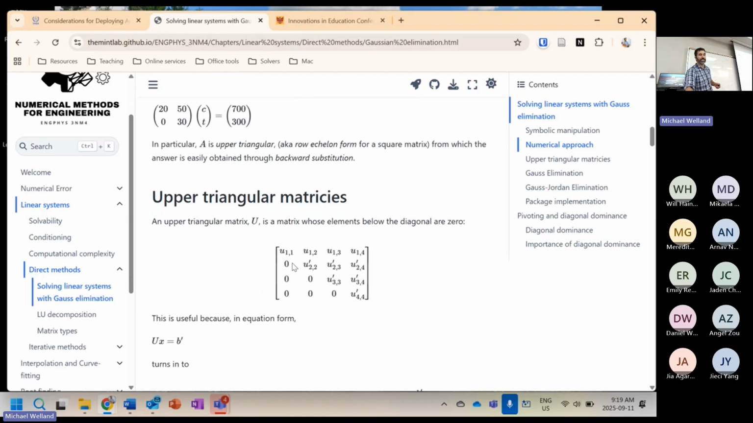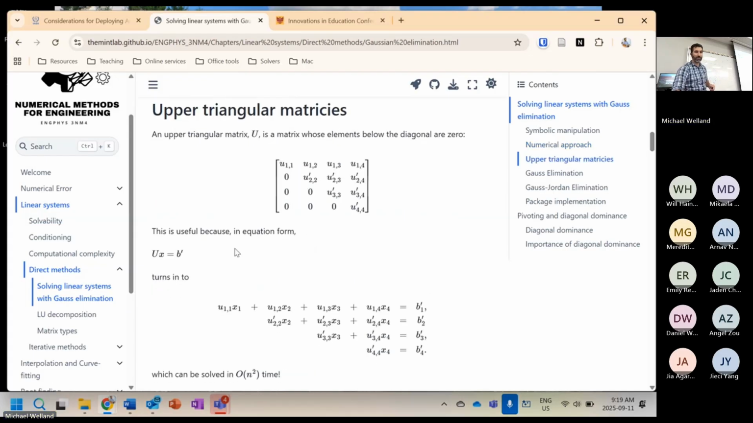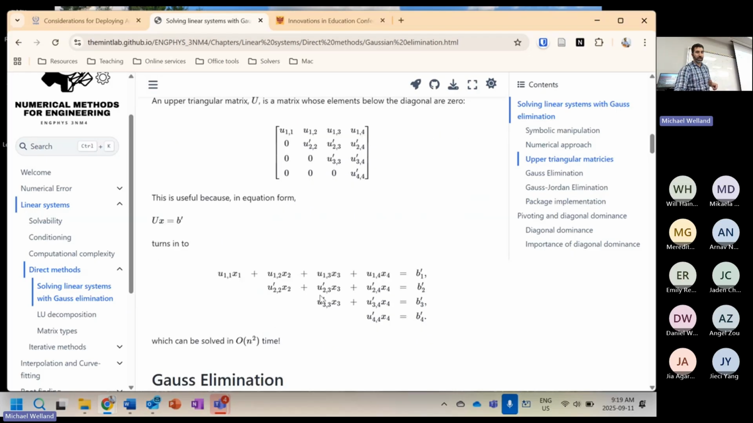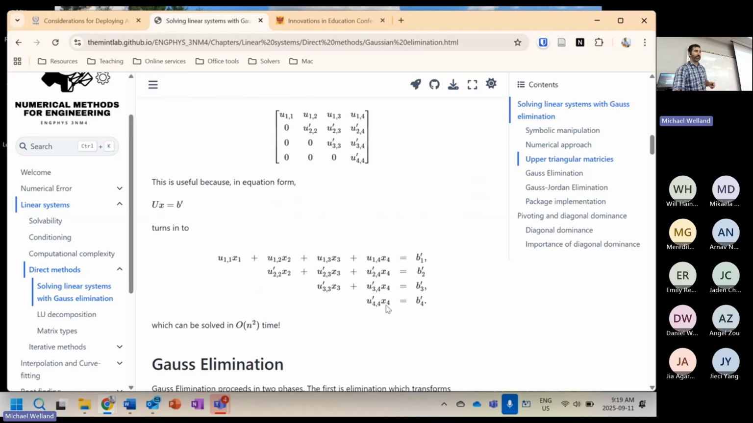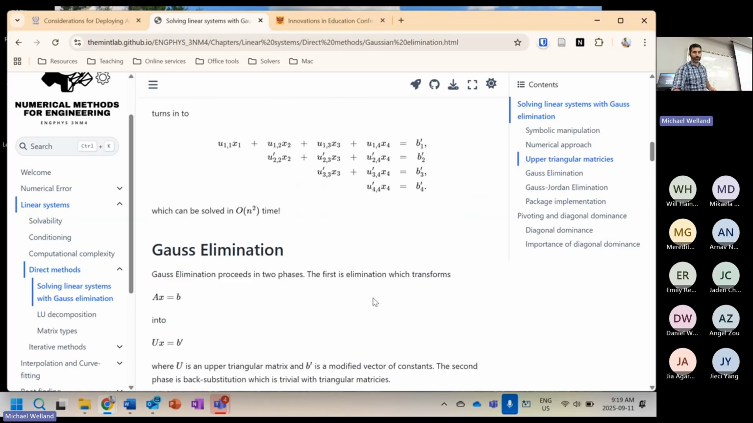So upper triangular matrices have zeros below your main diagonal. We're not going to go into what that means for rectangular matrices. An equation of this form, where this should be a vector here, turns into this. And what you would do if you're ever faced with this is say x4 is equal to b4 divided by u prime 4,4. Substitute that into the next line, solve for this one, substitute these two values into the next line, and back propagate in order to solve your entire system.